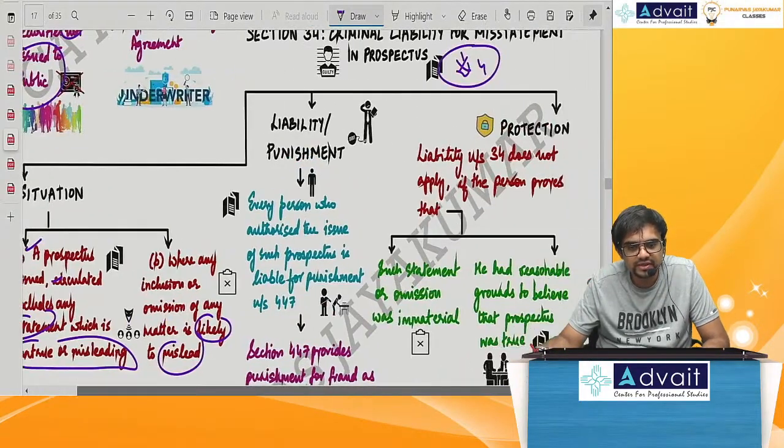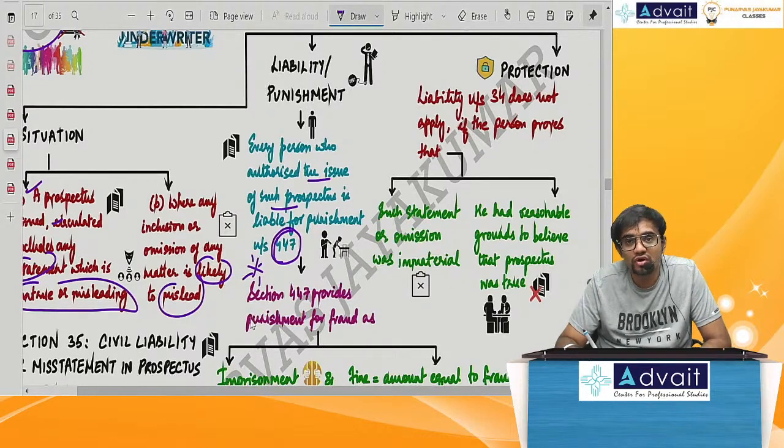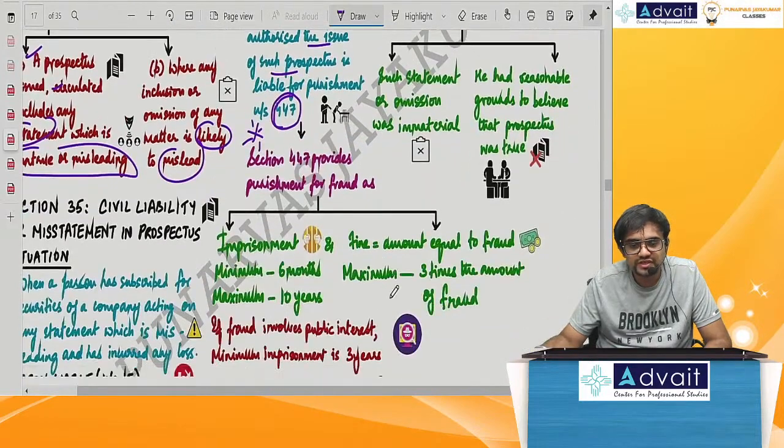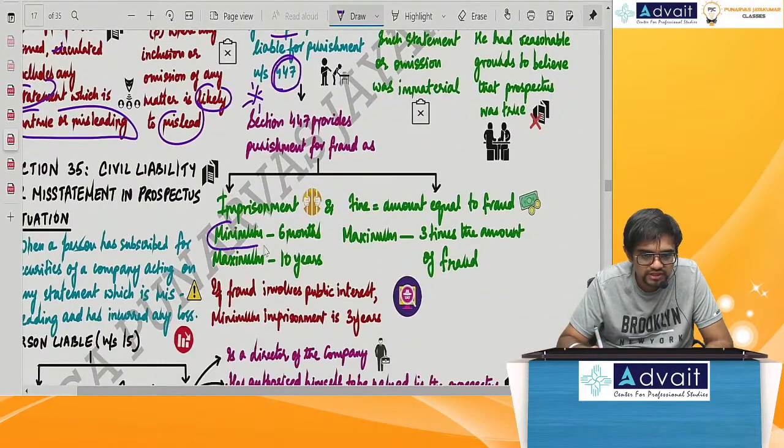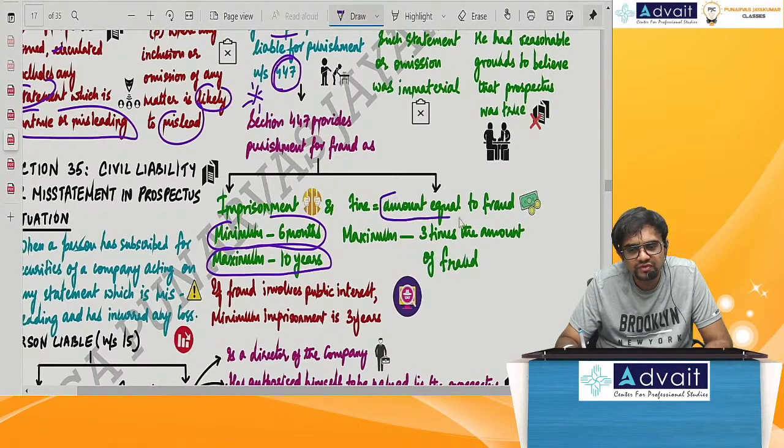And what is the liability or punishment? Every person who has authorized the issue of the prospectus will be liable under section 447. Very, very important, you need to remember 447. 447 is punishment for fraud. So what does 447 say? Imprisonment, minimum 6 months, maximum 10 years. Fine is minimum an amount equal to the fraud, maximum 3 times the amount of fraud.